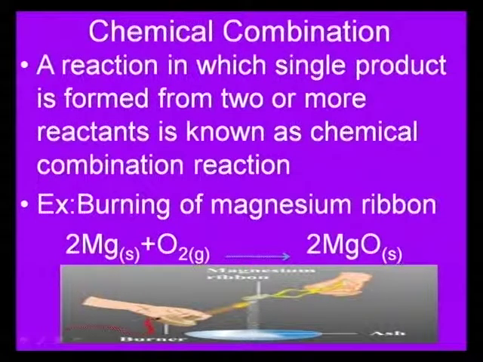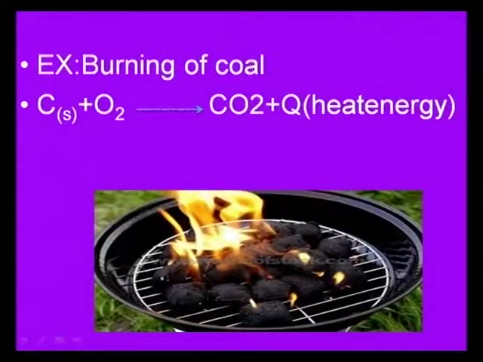The chemical combination reaction is a reaction in which a single product is formed from two or more reactants. For understanding this chemical combination reaction, we did the burning of magnesium ribbon. Another example of a chemical combination reaction is carbon plus oxygen, which gives rise to carbon dioxide and heat energy.